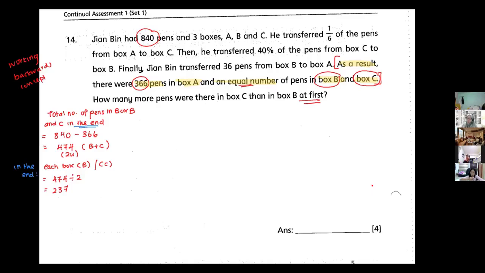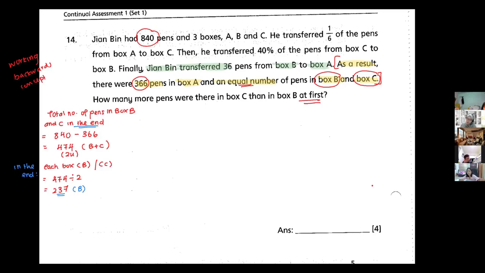So I know that in box B, I have 237. Box C also 237. I am more focused on box B because the next sentence before the yellow highlighted one is about box B. Let's look at it. I'm going to highlight in green now. Finally, Jian Bin transferred 36 pens from box B to box A. Can you see? It's about B. So what do I do here?